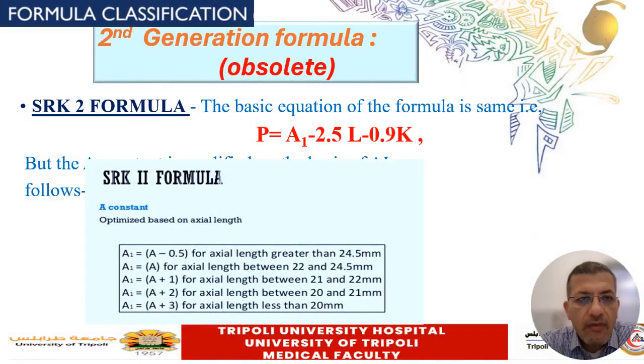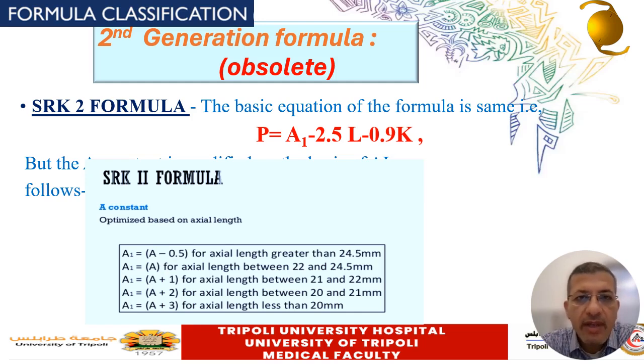The SRK2 formula is a refinement of the SRK formula. As I said, in the SRK formula they use an A constant which is not modifiable and depends on the manufacturer. However, they realized that there are other variables playing a role in the determination of the effective lens power. So they started modifying and adjusting the A constant based on the axial length, on the assumption that long eyes have a large AC depth. That is to say, postoperatively, due to the effect of fibrosis and the healing process, the distance between the cornea and the IOL will be more.